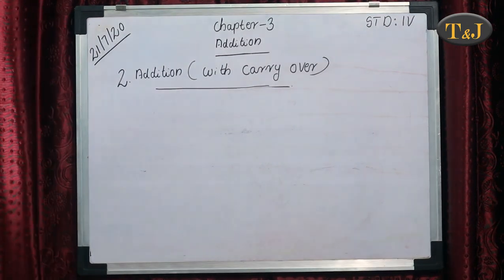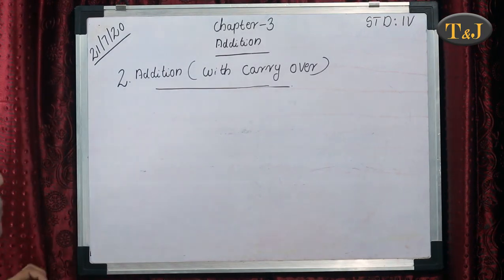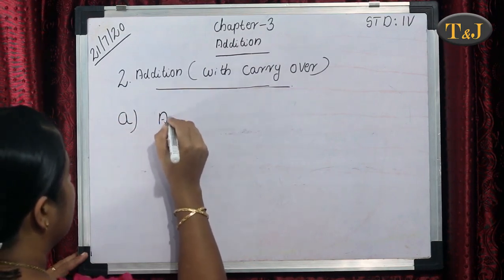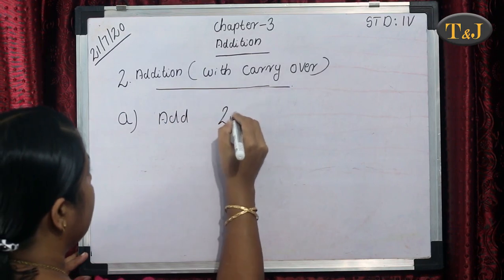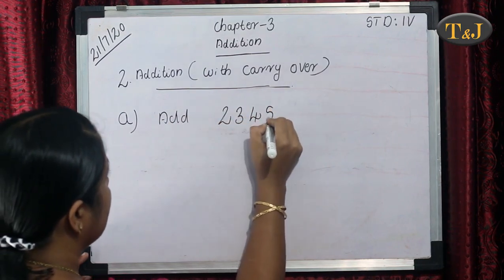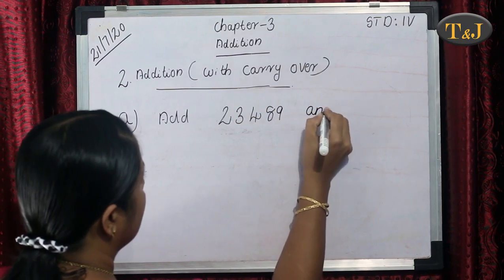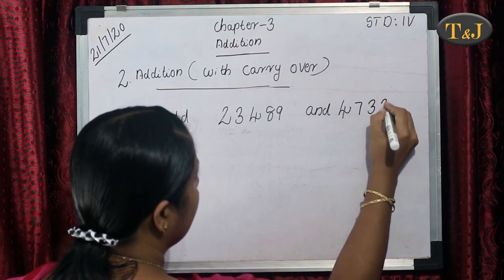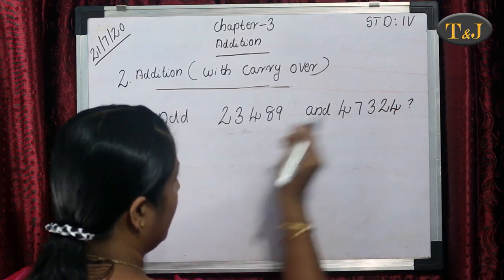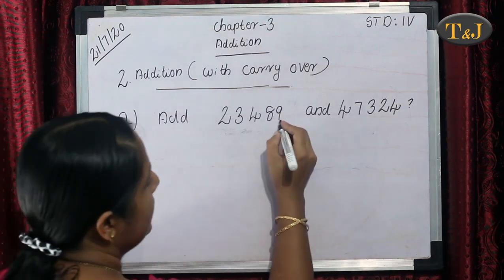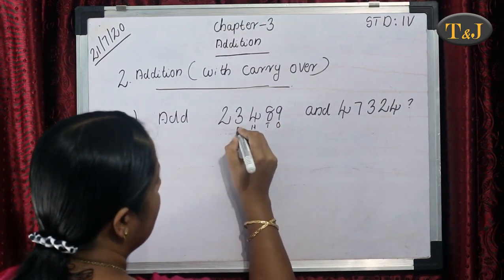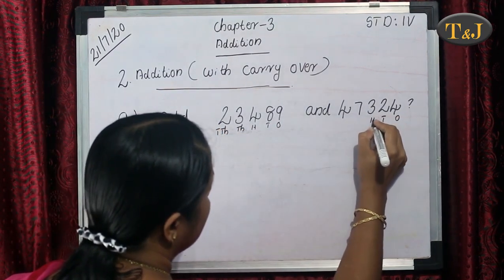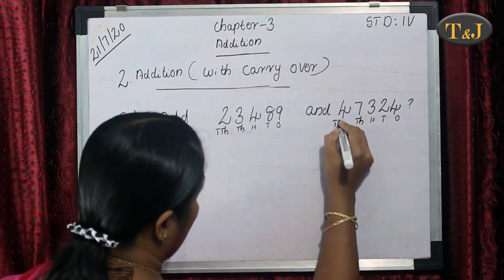Our second heading is addition with the carryover. I will explain with the help of some examples. Consider the first example. Add 23,489 and 47,324. Again, first we write the places of these digits, that is ones, tens, hundreds, thousands, then 10,000. Here also ones, tens, hundreds, thousands and last is 10,000.